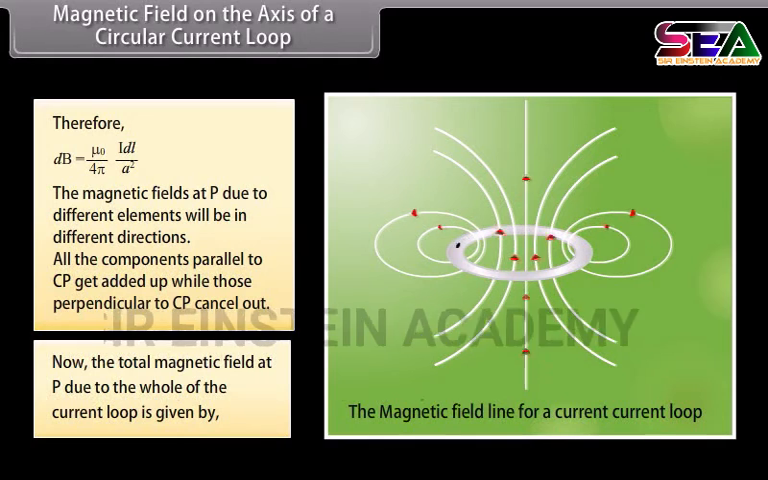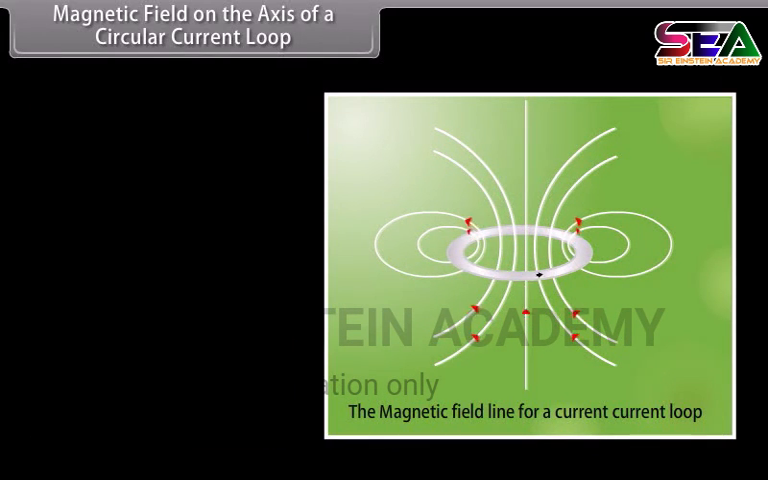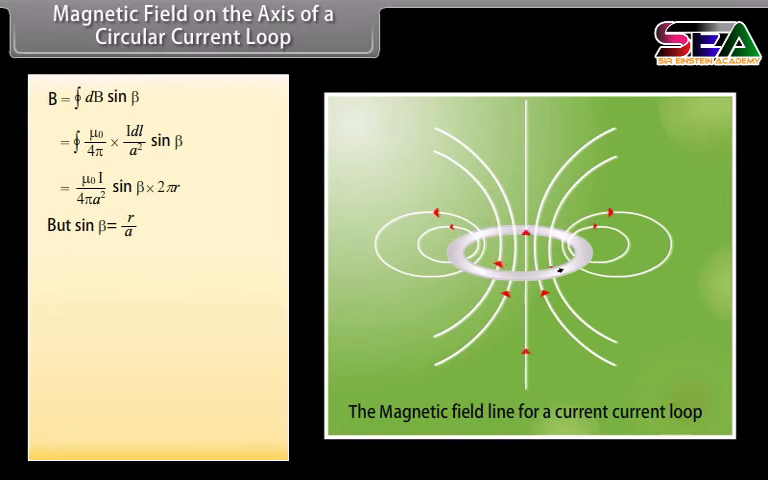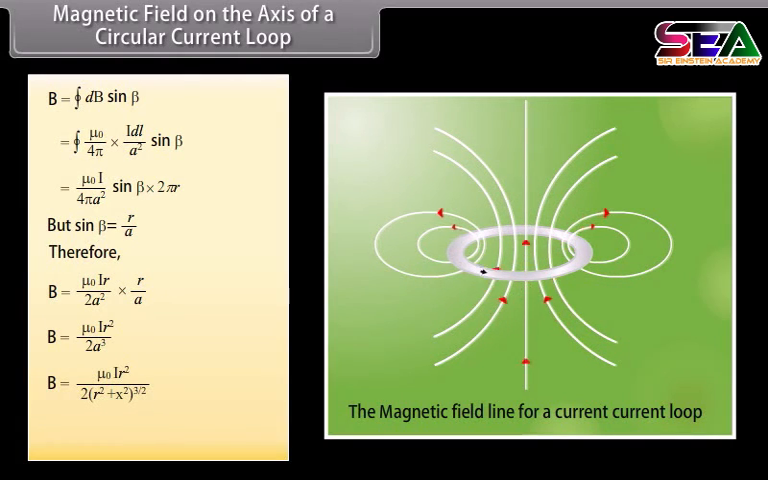Now the total magnetic field at P due to the whole of the current loop is given by closed integral of dB sine beta. By putting the values in this equation, we get the total magnetic field at P equal to mu naught I upon 4 pi a square multiplied by sine beta and 2 pi r. But sine beta is equal to r upon a. Therefore, the total magnetic field at P is equal to mu naught I r square divided by 2a cube. We can also write this equation as mu naught I r square divided by 2 times r square plus x square within parenthesis raised to the power 3 by 2. This magnetic field acts along the axis of the circular coil.